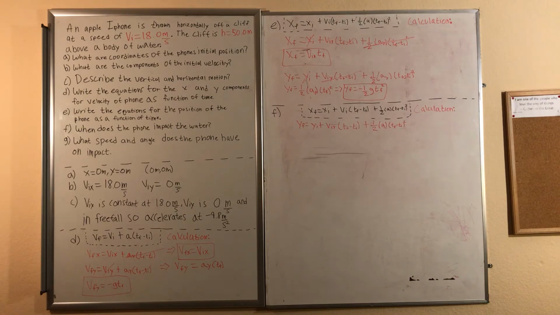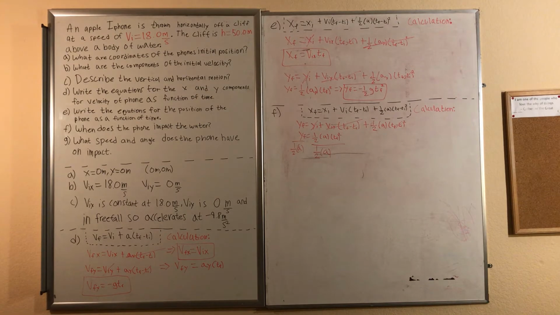Y final equals y initial plus velocity initial of y times time final minus time initial plus 1/2 times acceleration times time final minus time initial squared. The y initial, velocity initial in y direction, and time initial are all 0, so we can cross those out. Y final equals 1/2 times acceleration times time final squared, the same one as part E. Let's solve for time final now.